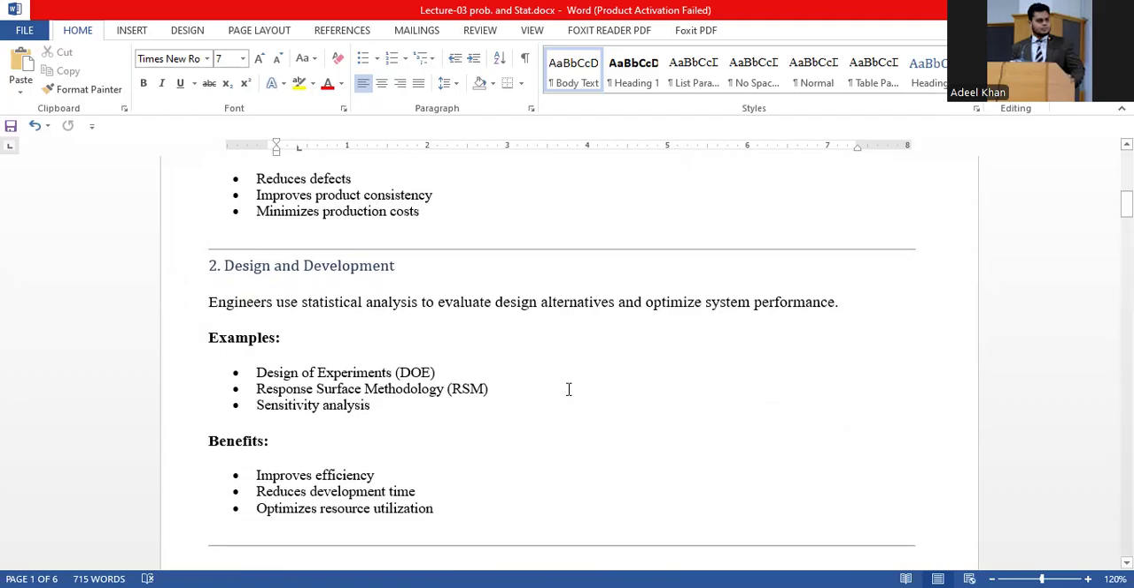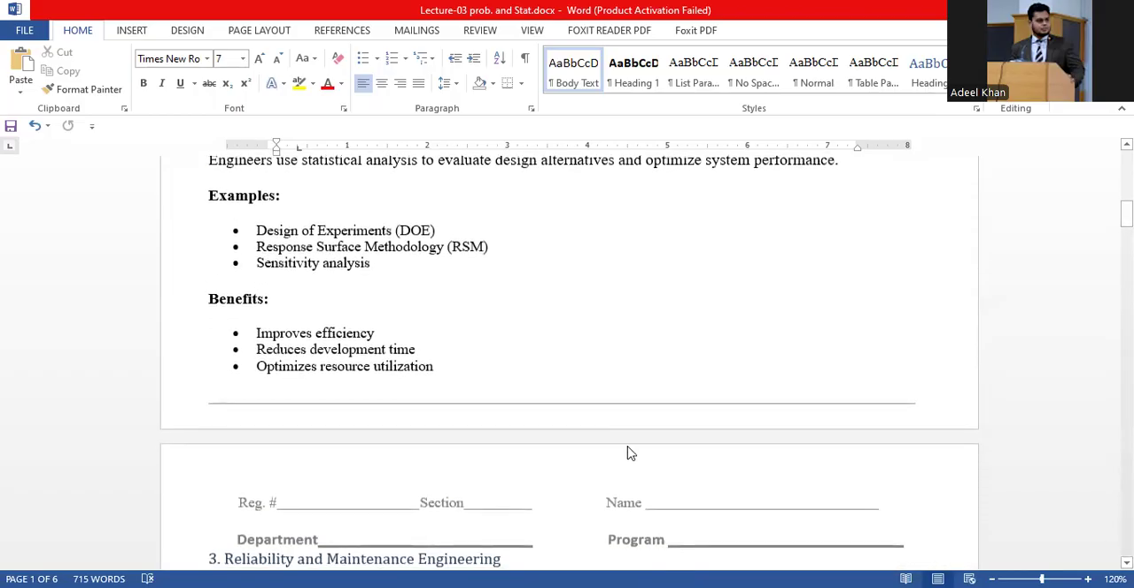Engineers use statistical data to evaluate design alternatives and optimize system performance. For the sake of simplicity: design of experiments, response surface methodology, and sensitivity analysis. So these are further examples of statistical analysis in optimizing the performance of different models, in which statistical analysis is used in engineering and technological fields.